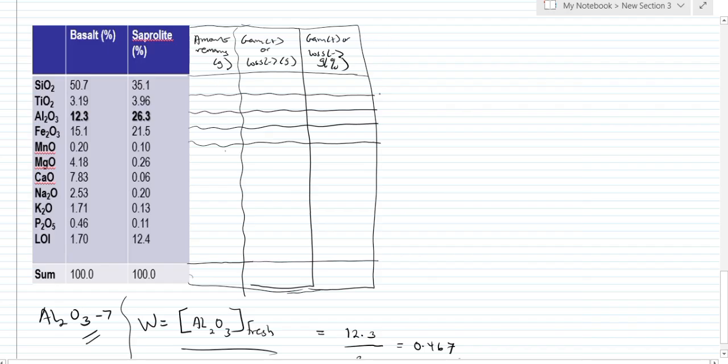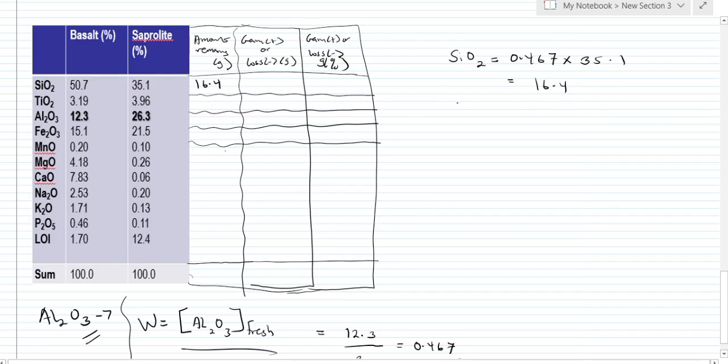So now how do we find the amount remaining? In order to find the amount remaining, you multiply your factor by the percentages of the saprolite. For the first instance, let's say SiO2, we have the saprolite percentage to be 35.1. You just multiply that by your factor, which is 0.467, and you have 16.4. I'm not going to do it for all, you have to do that yourself. So this is for the SiO2.